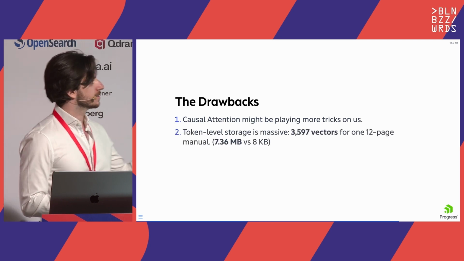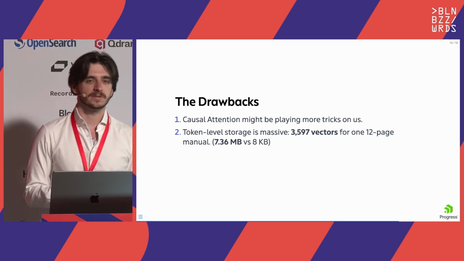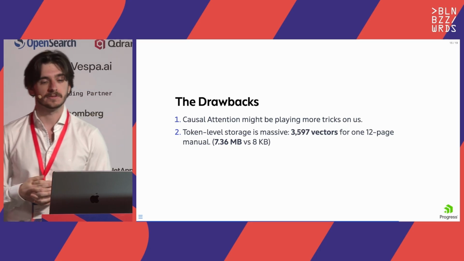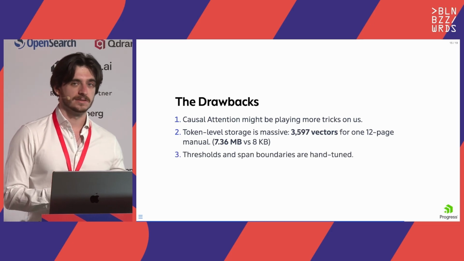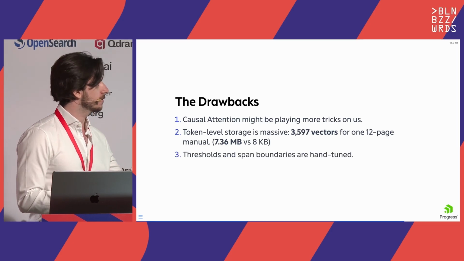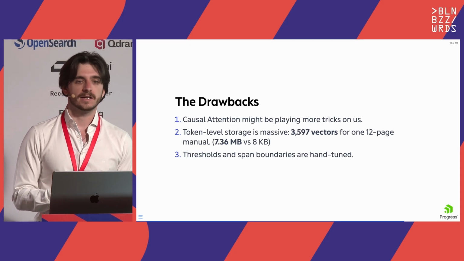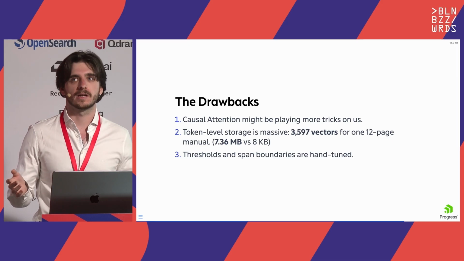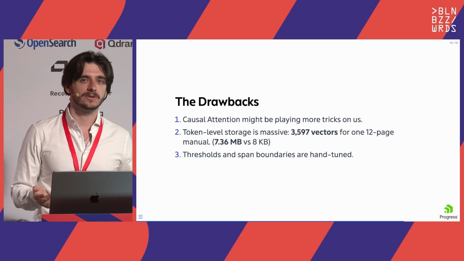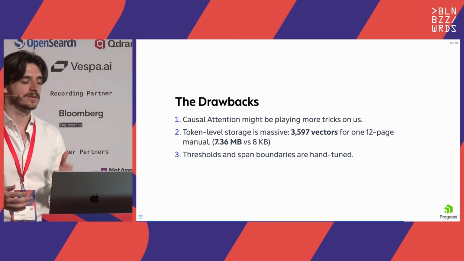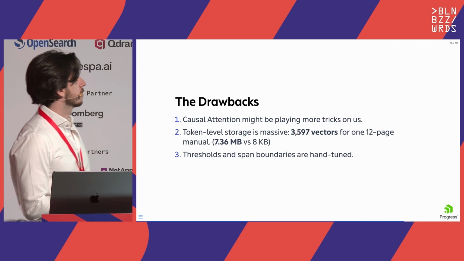Then, I haven't talked about this, but obviously this model is producing 1,000 dimension vectors for each of the tokens, which is massive, and it's not feasible in production. And finally, for this algorithm, of course, there are values like thresholds and the span boundary markers and others that are hand-tuned. You could probably learn them or try to find optimal values, but there's no guarantee that a single value will work for all types of data or languages. That's a big unknown. So yeah, those are the drawbacks.